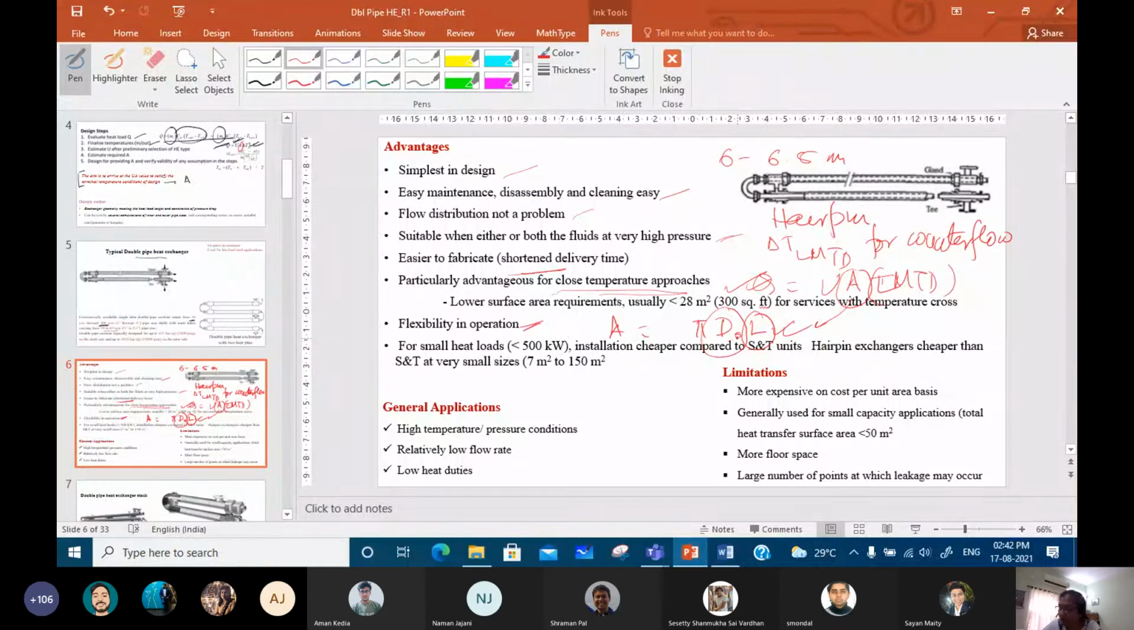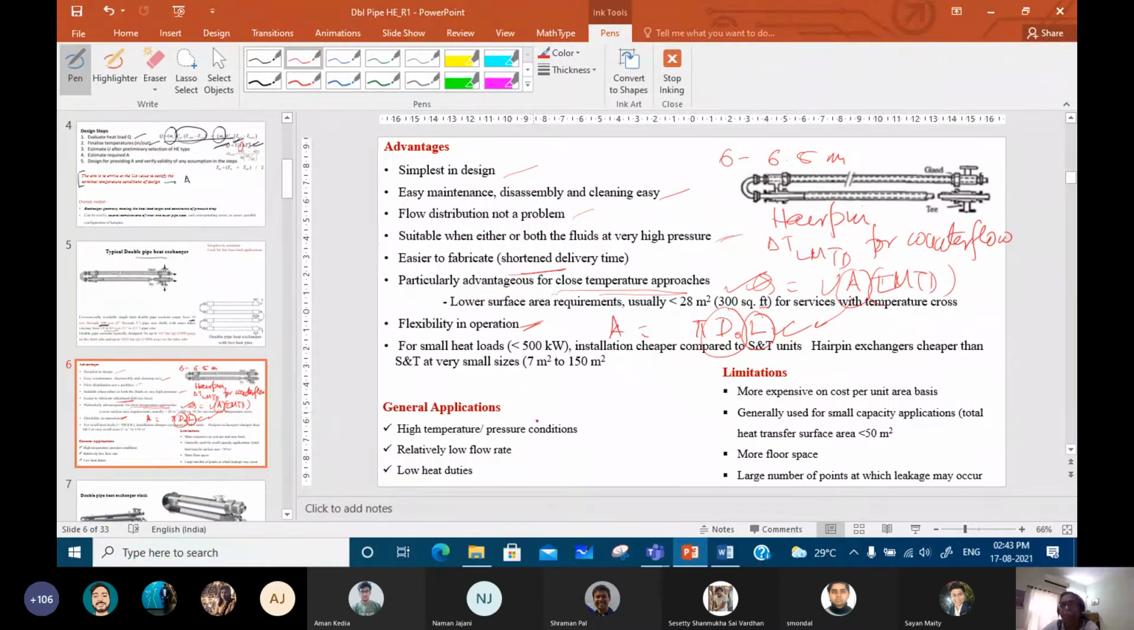So with all these things, since they can be made in modular arrangements, we can always use them in several different applications requiring adding or dismantling of different sections. So naturally, this enables flexibility in operation. So in short, what are the general applications? Definitely, we go for a double pipe heat exchanger for relatively low flow rates, low heat duties, and high temperature and pressure conditions.